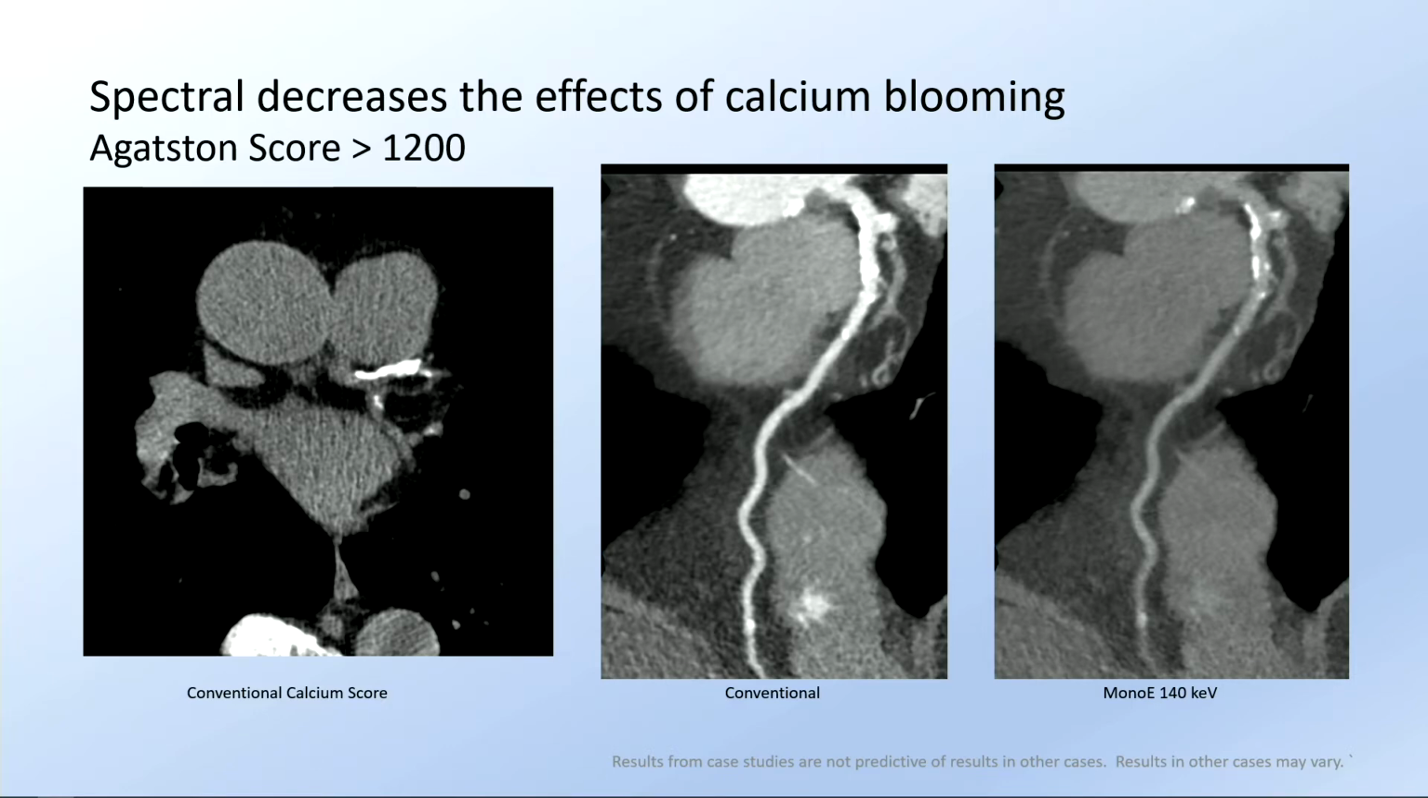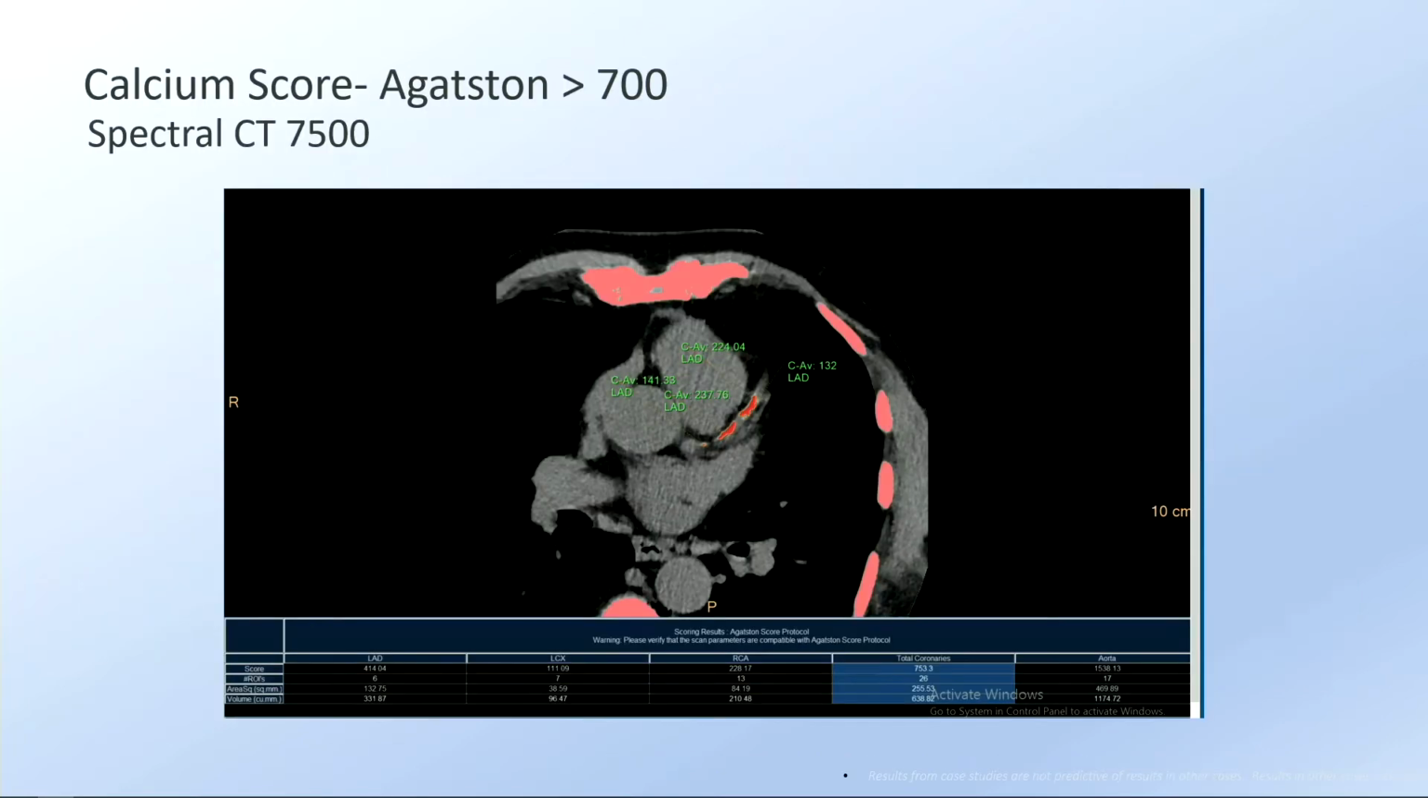So this is a discussion we always have with the radiologists as well, on when to scan and when not to scan, according to calcium scores. And I think the answer is it depends. But in this case, we can see that through the use of high monoEs, we can have a diagnostic scan, even with a big bulk of calcium in that LAD.